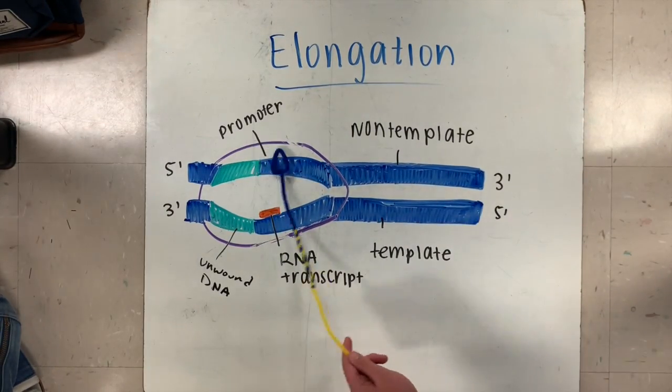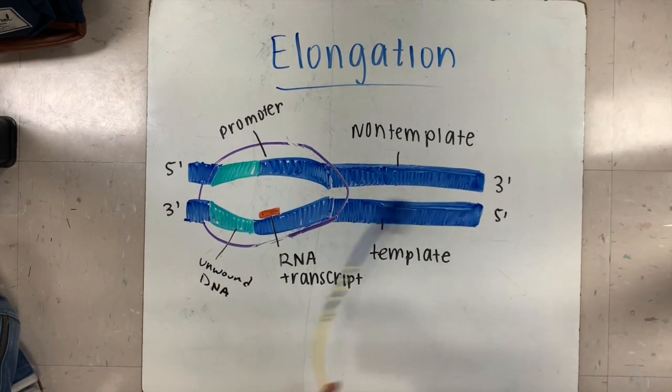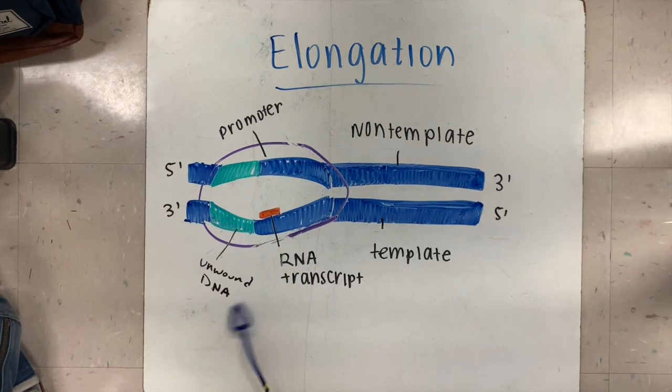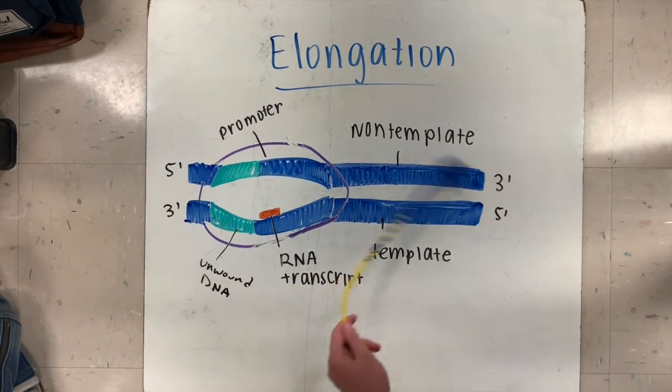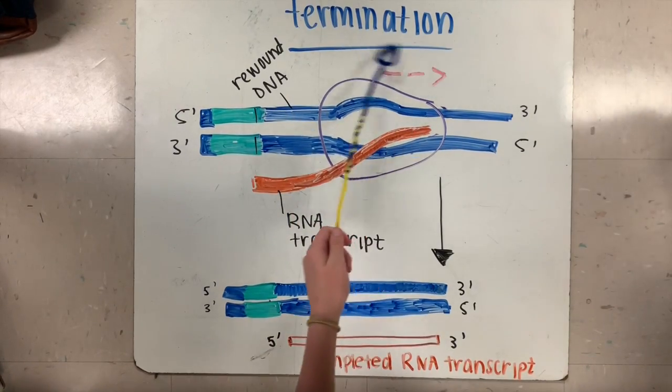The RNA polymerase will move downstream, unwinding the DNA and elongating the RNA transcript in a 5' to 3' direction. The new RNA molecule created will gradually peel away from its DNA template, and the DNA strands will reform a double helix. The final step in transcription is termination.